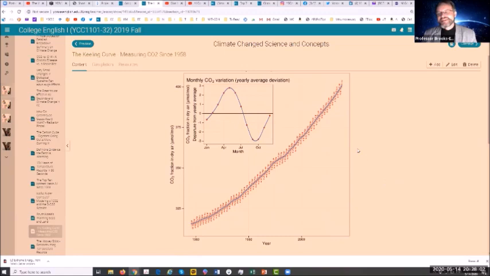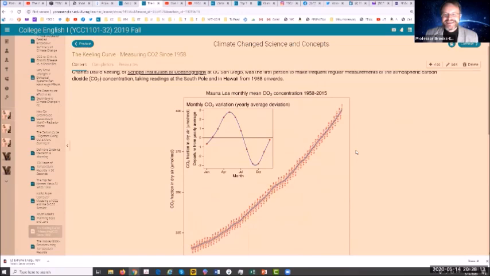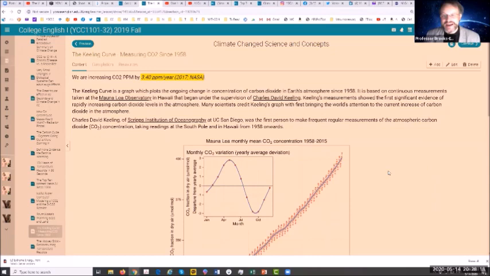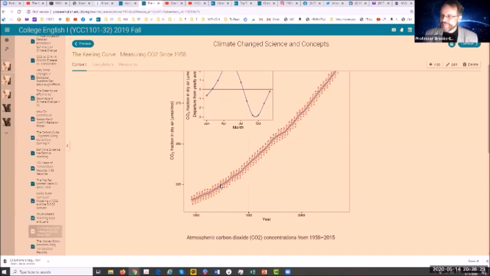David Keeling, his hobby was to measure CO2 in atmospheric concentrations on Mauna Loa. And that was his thing, right? So he was up on Mauna Loa recording this year after year after year, geeking out on CO2 in the air. And he notices something. He notices that, oh my gosh, it's going up. It's not just staying stable.